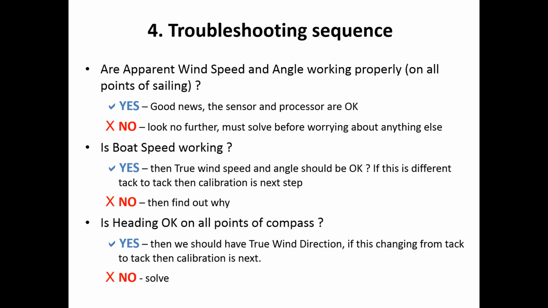And finally, is heading okay on all points of the compass? If yes, then we should have a reasonable true wind direction. If this is changing from tack to tack, then calibration is next. And if no, we need to solve it. I will look in more detail at the issues above in the next video, part 2.